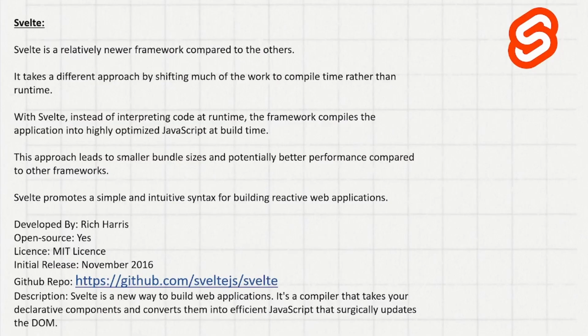Next is Svelte. Svelte is a newer framework compared to the other frameworks.